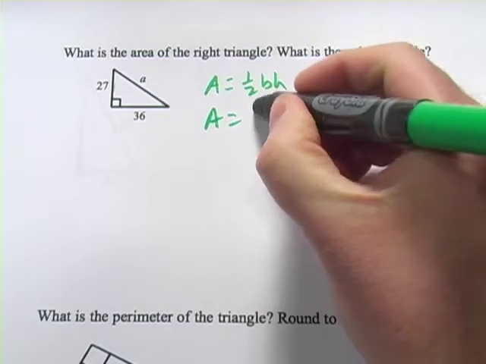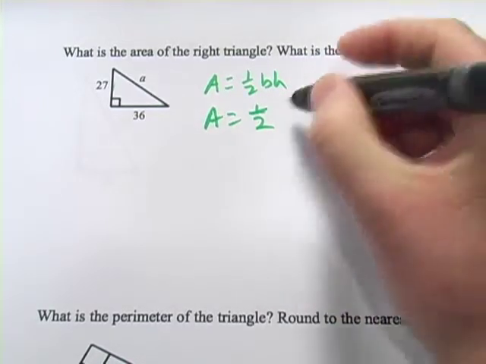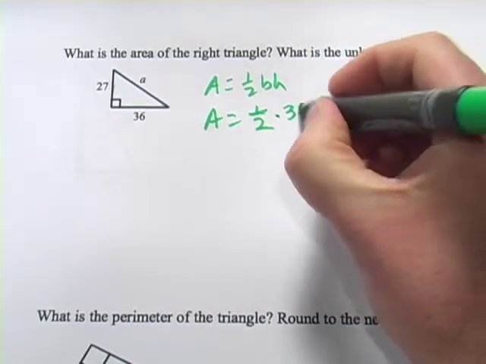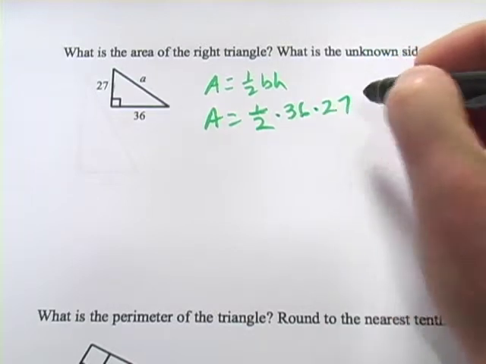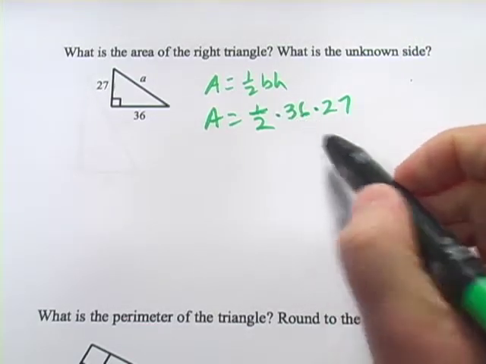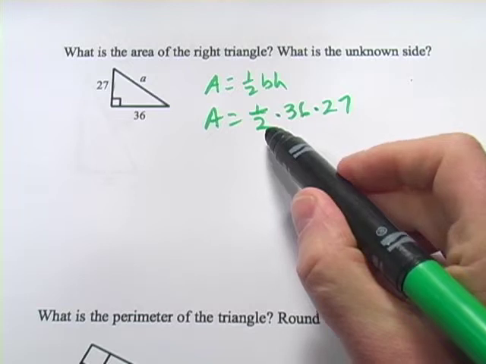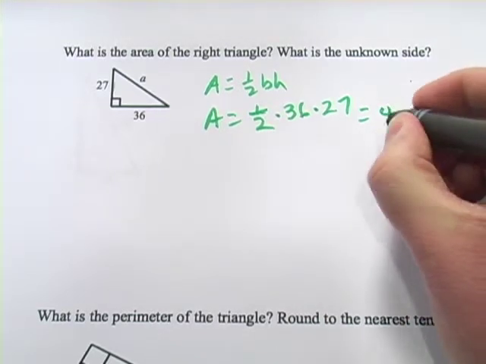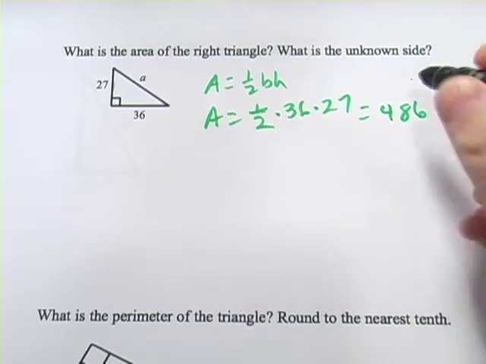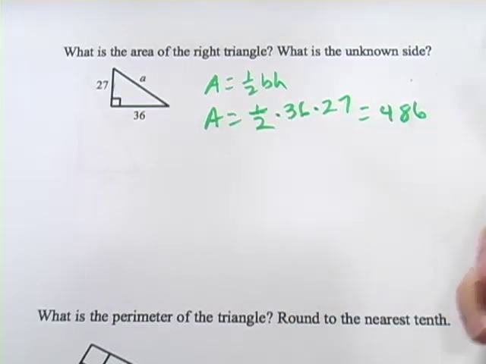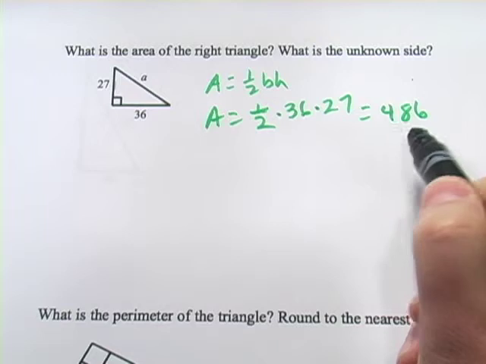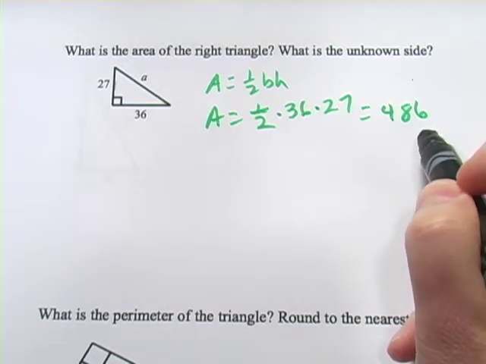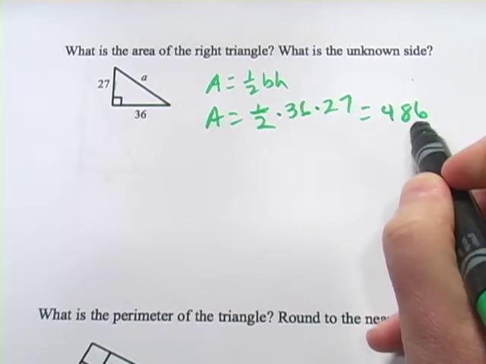To calculate this, we just plug in our numbers into the formula. So this is 1/2 times 36 times 27. So you might punch into your calculator 36 times 27 and then divide by 2. And if you do that, you should get 486. And they didn't give us any units here, so I'm not going to worry about writing them down. If I was going to write down the units, though, I'd have square units because that's area we just figured out.